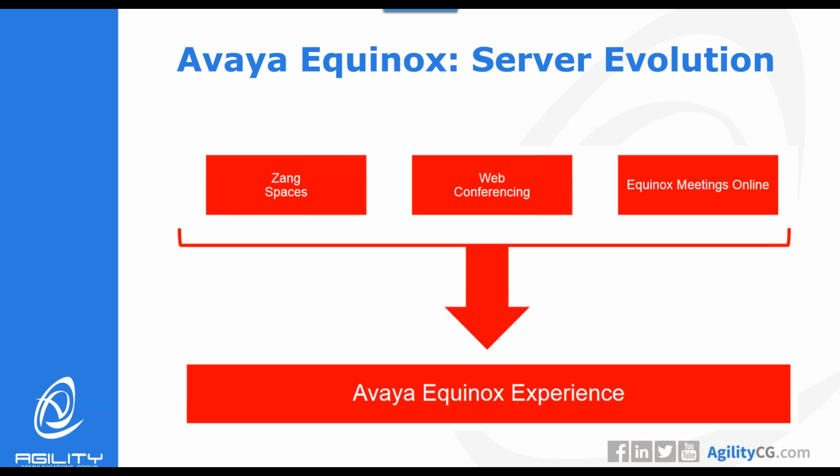We can look at the history here of the different ways that Equinox is going to be moving forward. Zang Spaces was something that was used in the past to provide team collaboration. Web conferencing was something that went on via 1X portal, and the Equinox meetings online were a web or video hybrid. Some of you may have experienced that as something called Scopia from Avaya, but that's also going to be moved on to the Avaya Equinox experience.